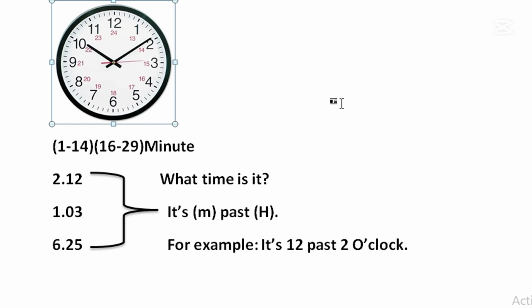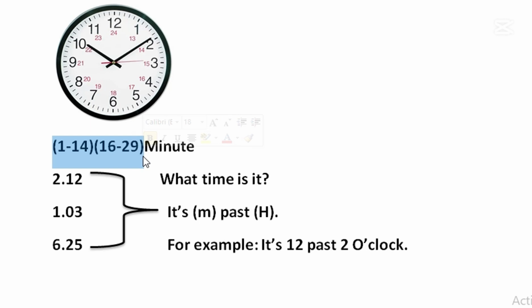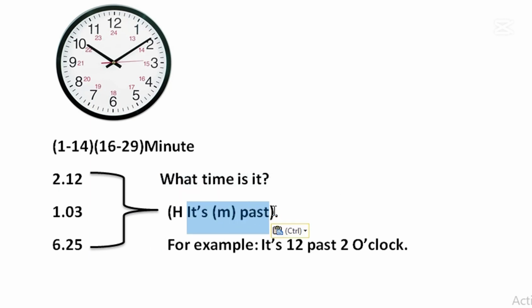1 to 14 minutes or 16 to 29 minutes. We can say like it's 12 past 2 o'clock, 3 past 1 o'clock. Question is what time is it? It's minute past hour. For example, we can say it's 12 past 2 o'clock. It's 13 past 3 o'clock.